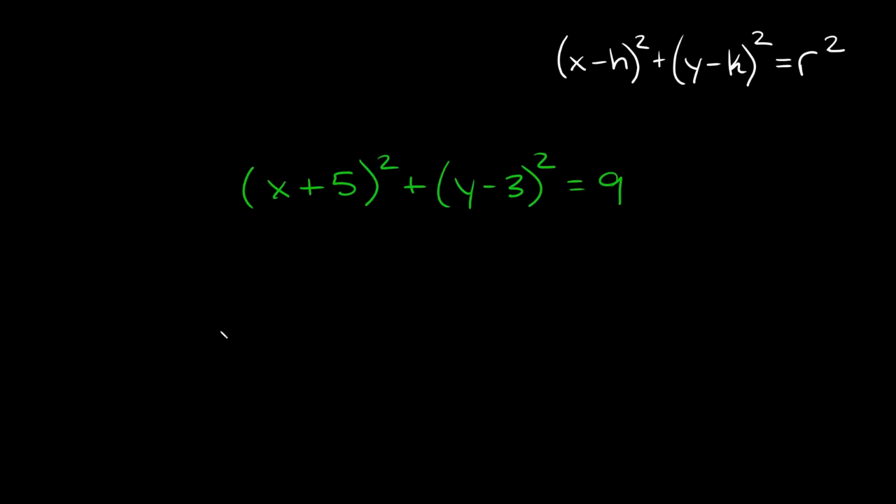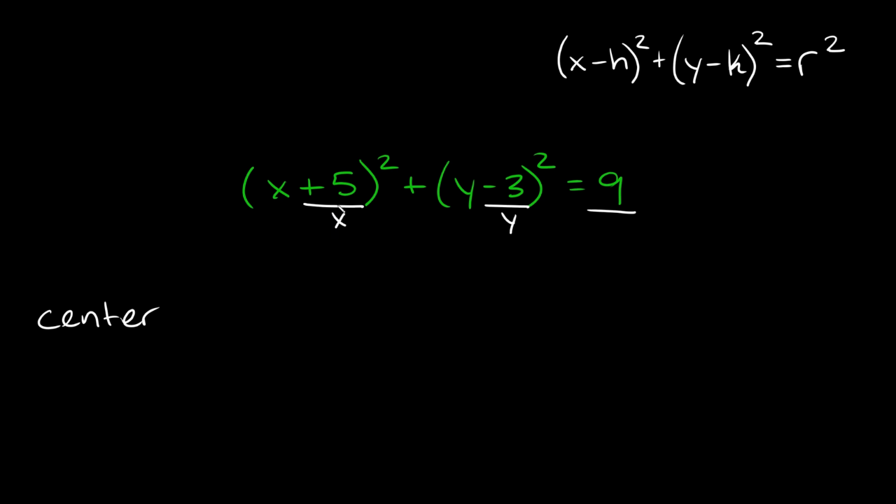All right, here's the next example. Now we have (x + 5)² + (y - 3)² = 9. This is actually kind of helpful because it already looks like the standard equation of a circle. So here we can already identify our h, our k, and our r, or more specifically, our r squared. We can see that the center of the circle is right here. This is the x coordinate and this is the y coordinate.